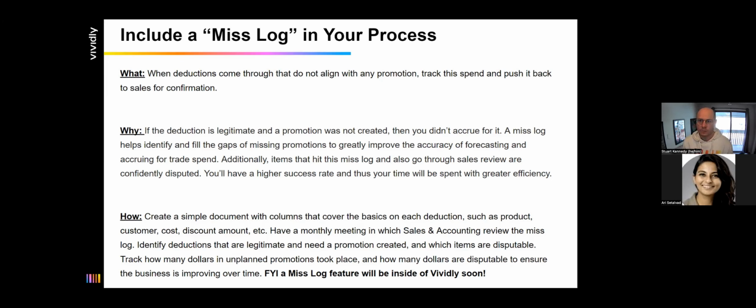For us, we're seeing about 8% of a company's total trade budget is disputable. And we have about a 75% win rate on those. So we are getting a lot of money back for our clients. If you aren't doing as well as those numbers, you probably need to tighten your miss log process or potentially instill one in general. I do also want to call out that very soon, we're going to be having a miss log inside of Vividly. So you could just access the miss log and review it as a team inside the system.